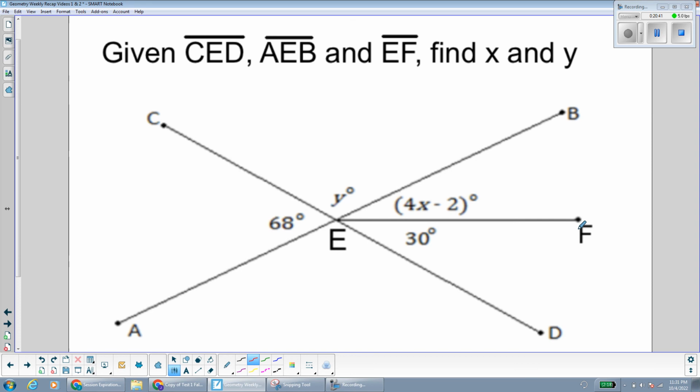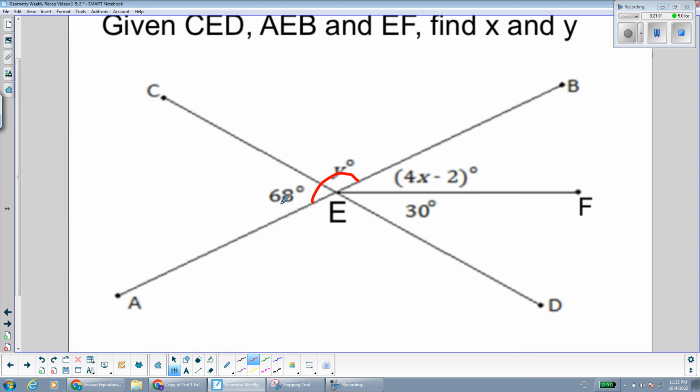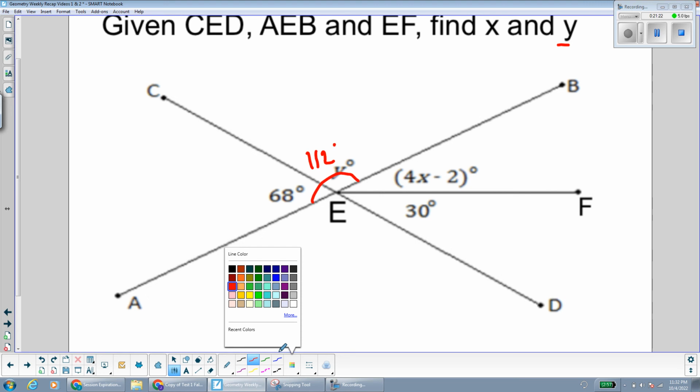The first thing that's jumping out to me is I know that angle AEC, the 68-degree angle, and angle CEB, the angle labeled y degrees, together make a linear pair. They are supplementary and they are adjacent to each other. So if this angle is 68 degrees, the angle labeled y degrees would be 180 minus 68, which would give us 112. And already we found our value of y. That's all done. Now we just need to think about how we are going to find x.